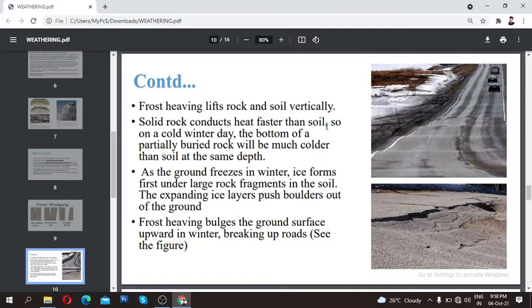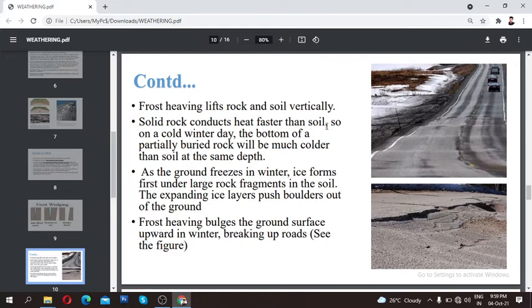Okay, so then what will happen? As the ground freezes in winter, the ground is also expanding and contracting. As the ground freezes in winter, ice forms first under the large fragments in the soil. Then the expanding ice layers push boulders out to the ground. Thus the frost heaving bulges the ground surface upward in winter. So in the winter season, when these boulders are uplifted, the terrain also gets some upliftment. Thus it shows the breaking up of roads.